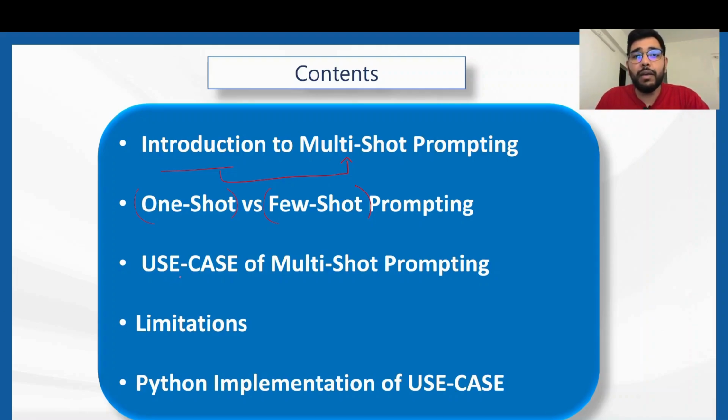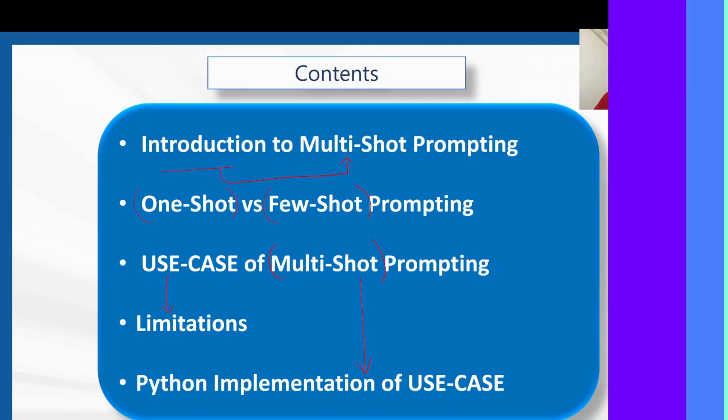Then we'll be checking out a use case, a generative AI use case that has been solved using multi-shot prompting. Post that, we'll be discussing a few limitations with respect to multi-shot prompting. And lastly, the use case that we saw theoretically, we'll try to implement practically, how to solve a generative AI problem using multi-shot prompting. We'll check how to implement multi-shot prompting practically in a Python notebook.